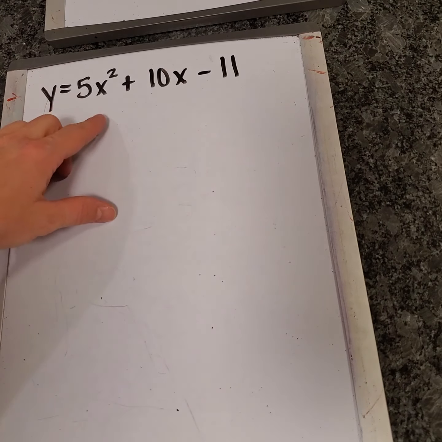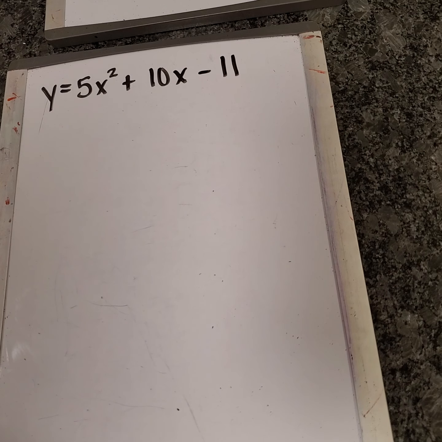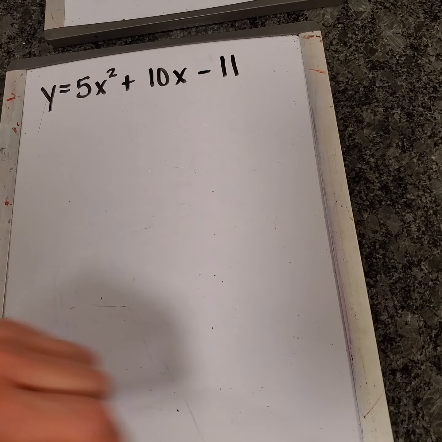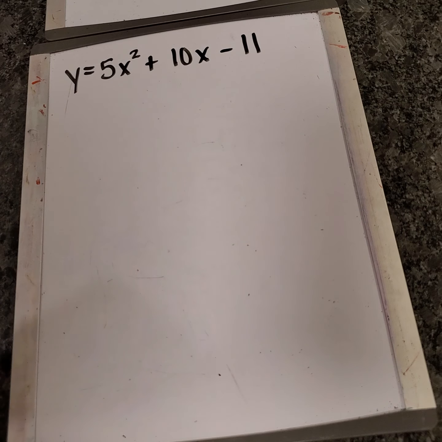Okay, the only way to get comfortable with this is to do a million examples, so let's keep going. We have a quadratic relation in standard form. The only thing we know about this parabola is that it opens up, it's been vertically stretched by a factor of 5, and the y-intercept is -11. That's not good enough. Okay, I want the optimum value.